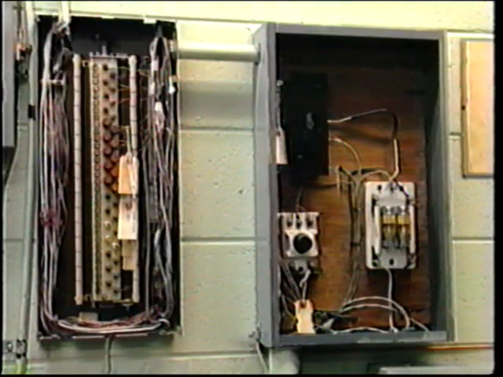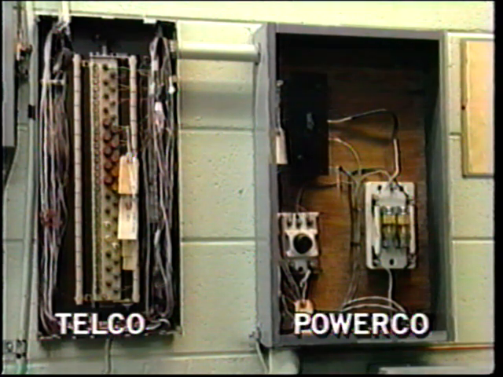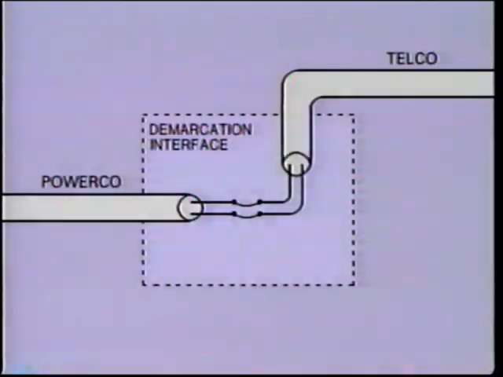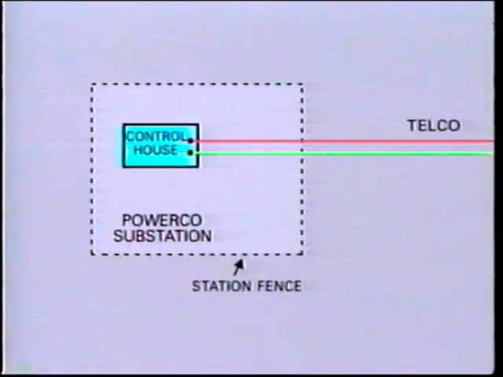As the telephone cables are led into the substation, the location of the junction between the telephone company and the power company must be clearly defined. This is the point where telco's cables are connected to the power company's communication cables. This demarcation point defines clearly the area of responsibility. On one side, the telco is responsible for operation and maintenance, while the power company is responsible for all activities on the station side.